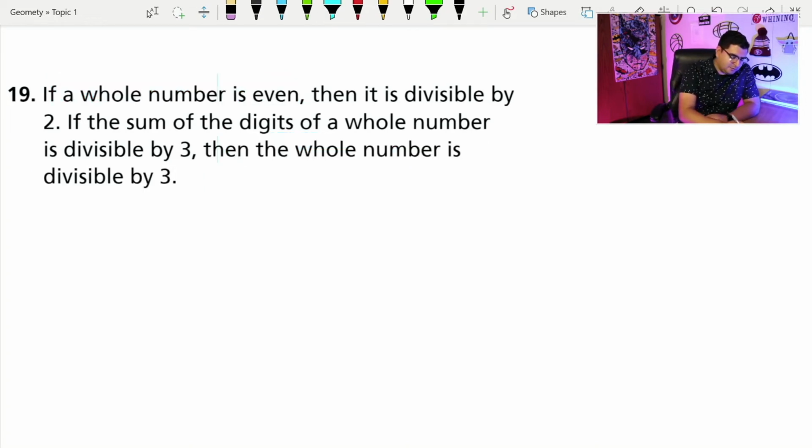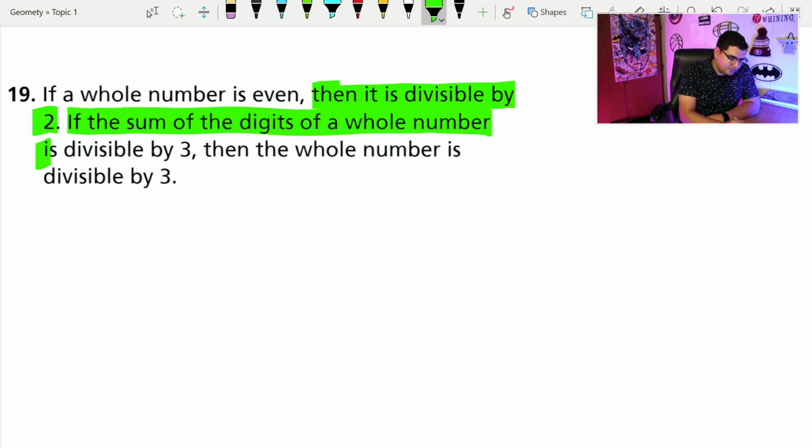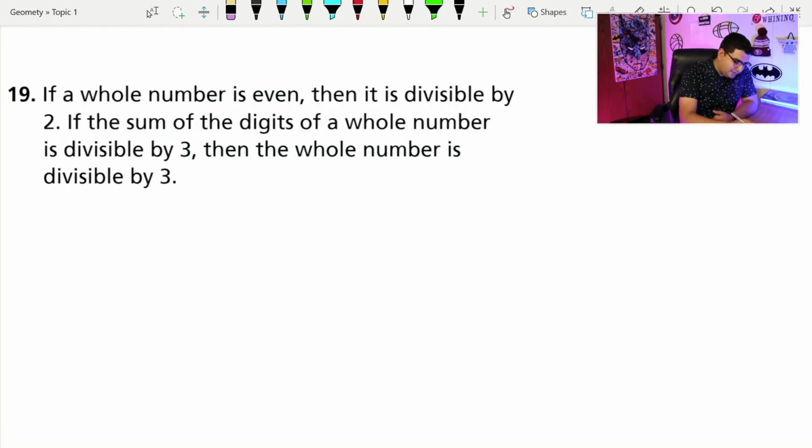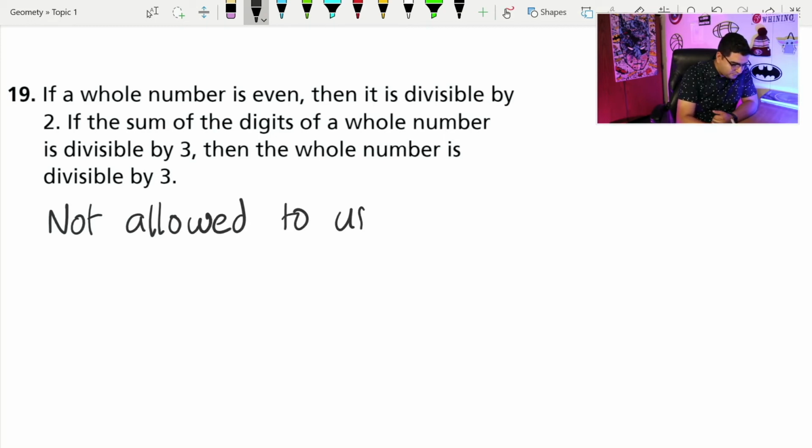Let's check the other two. Is by chance the conclusion of this statement, then it is divisible by 2, related to the hypothesis of my next statement? If it is divisible by 2, if the sum of the digits of a whole number is divisible by 3, again, these two statements now are not related at all. So unfortunately for this example, I'm not allowed to use the law of syllogism.